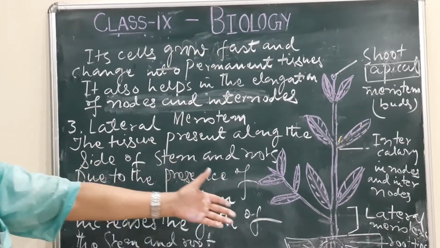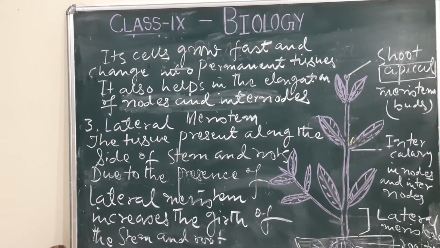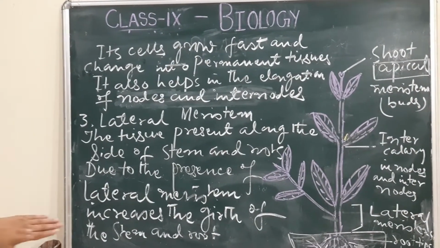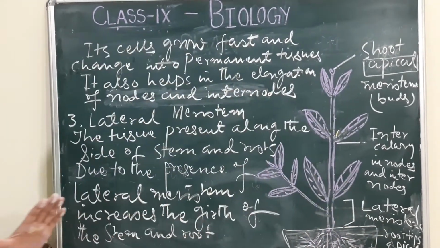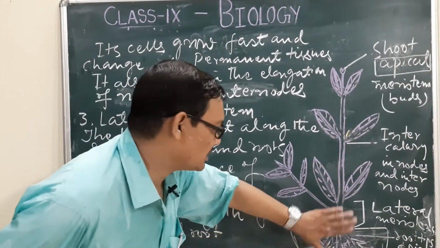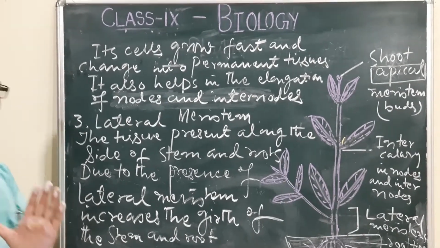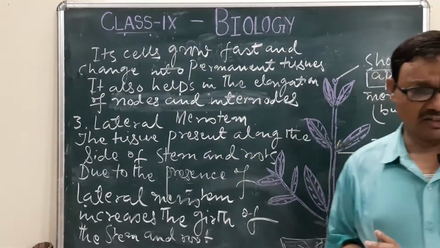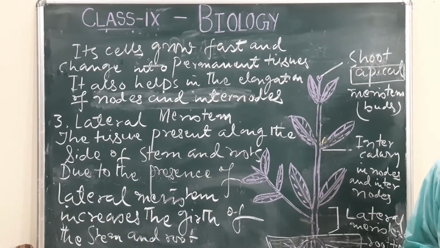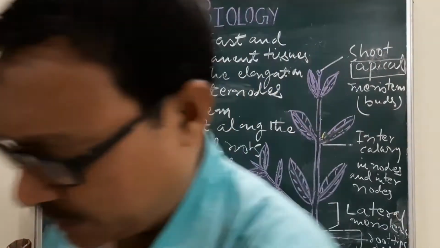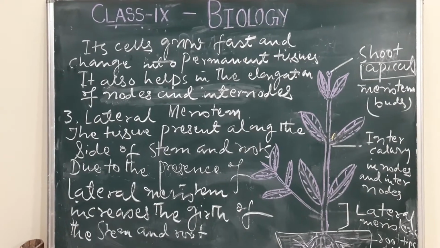The third category is the lateral meristem that is present on the sides of the stem as well as the root, and that is why it increases the girth of the stem and the girth of the roots, the diameter of the stem and root. So, this is the short description about the three different types of meristem depending on the regions where they are present, or the origin. Depending on the origin, it is mainly of three types which you have seen here.